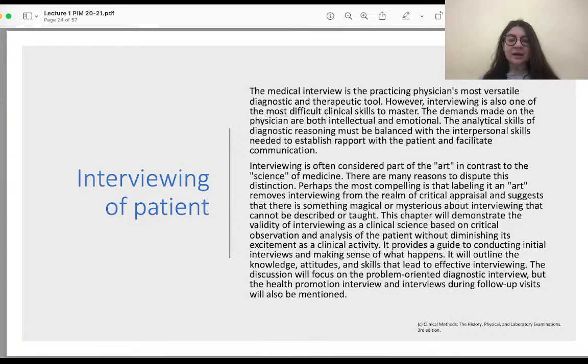It provides a guide to conducting initial interviews and making sense of what happens. It will outline the knowledge, attitudes, and skills that lead to effective interviewing. The discussion will focus on the problem-oriented diagnostic interview, but the health promotion interview and interviews during follow-up visits will also be mentioned.